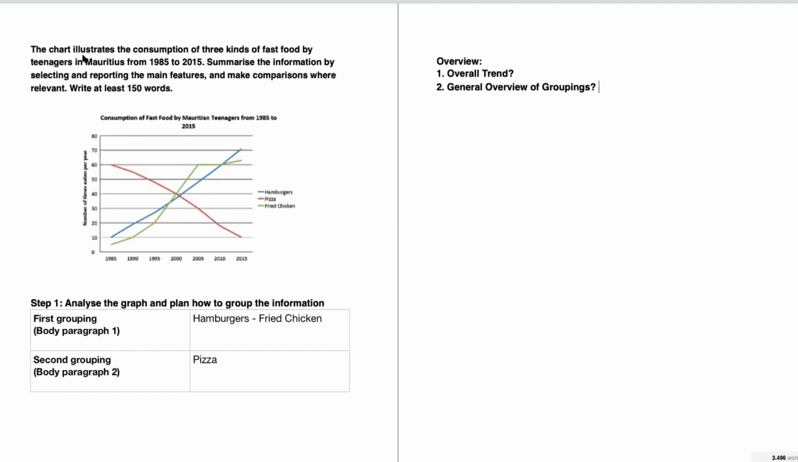It says the chart illustrates the consumption of 3 kinds of fast food by teenagers in Mauritius from 1985 to 2015.